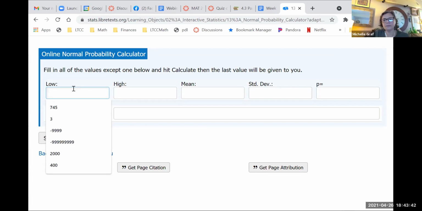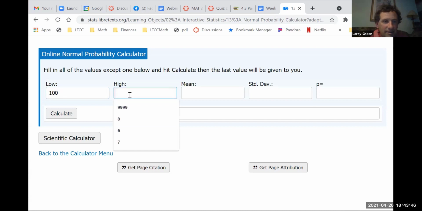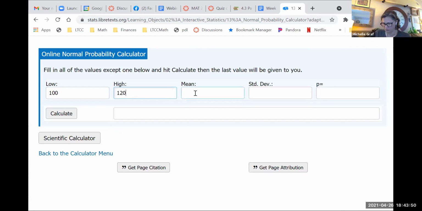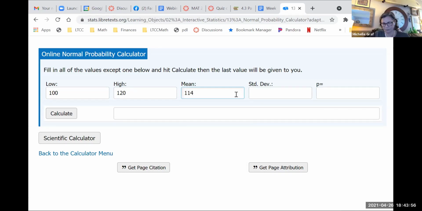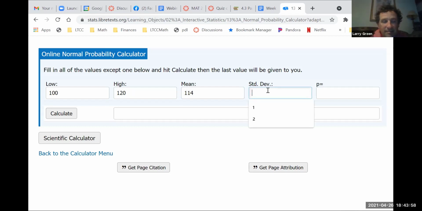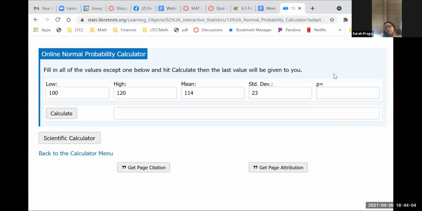$100. Yep, 100. Do we know the high? 120. Yep, 120. Do we know the mean? 114. Yep. Do we know the standard deviation? 23. 23. Do we know P? No, we don't. So that's when we leave it blank.